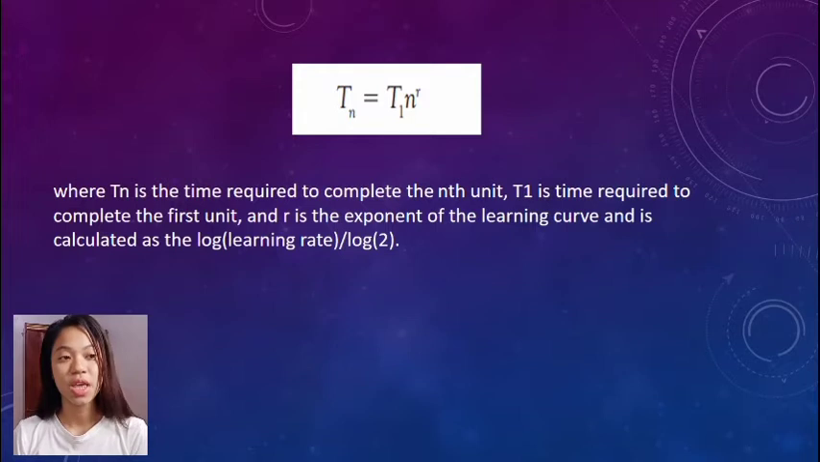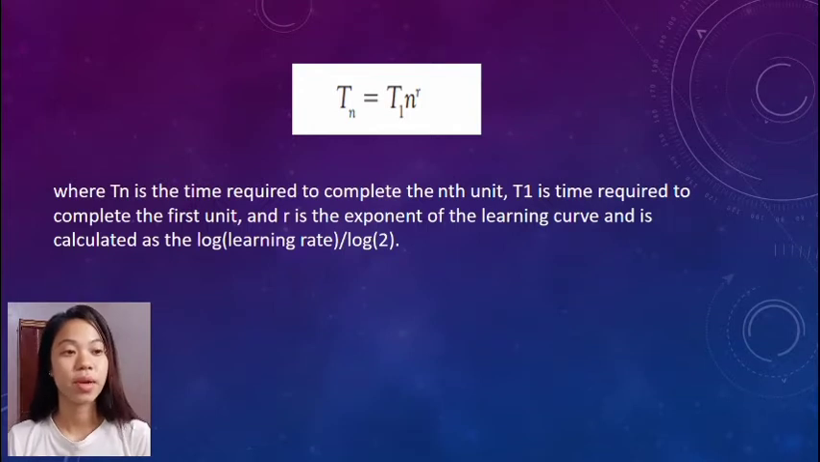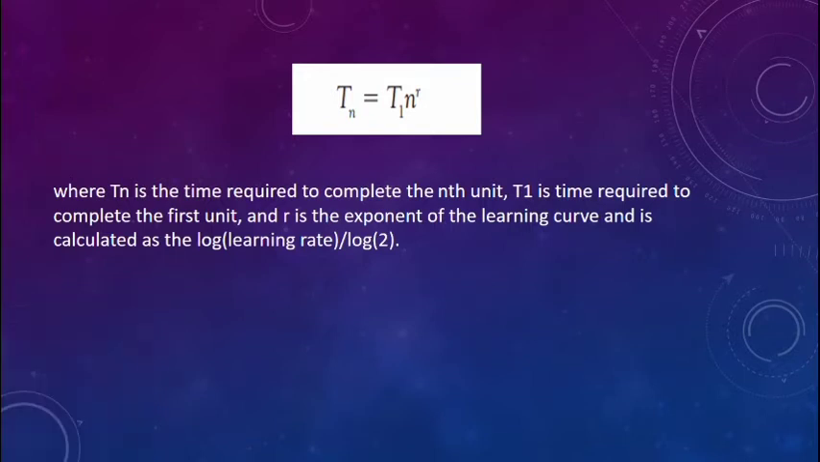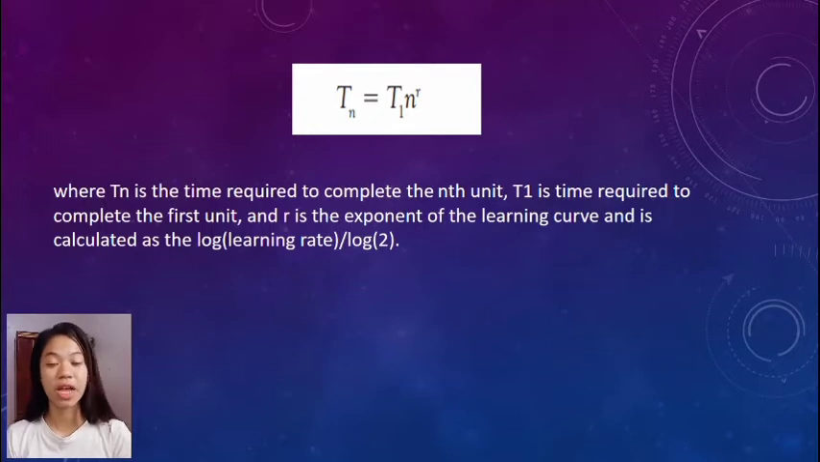Using this function, the time required to produce the nth unit can be calculated with this formula, where Tn is the time required to complete the nth unit, T1 is the time required to complete the first unit, and R is the exponent of the learning curve and is calculated as follows. Tables are widely available for calculating the completion time of the unit n and the cumulative time to produce units 1 through n for various learning rates.